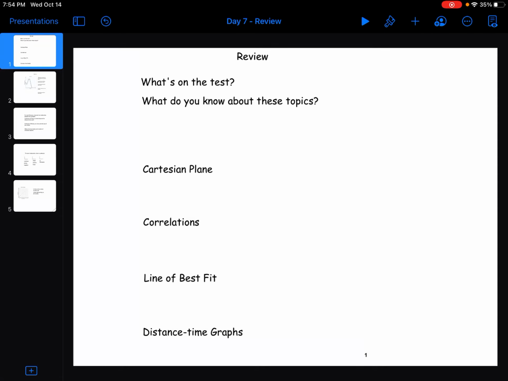Okay, review. What's on the test? So for this unit, we're not actually going to have a test. So no test. What we're going to do is just do another assignment to finish this off. We already had one assignment earlier in the unit, and we're going to have one more.